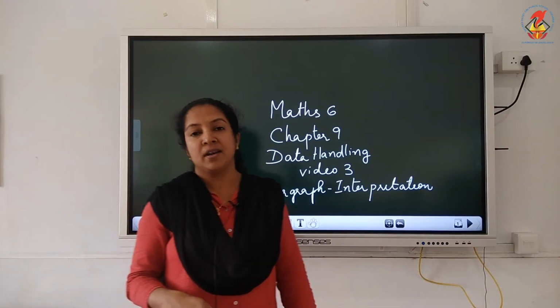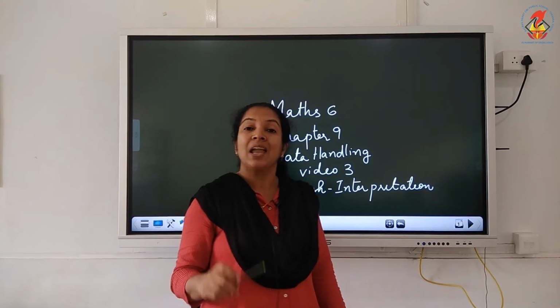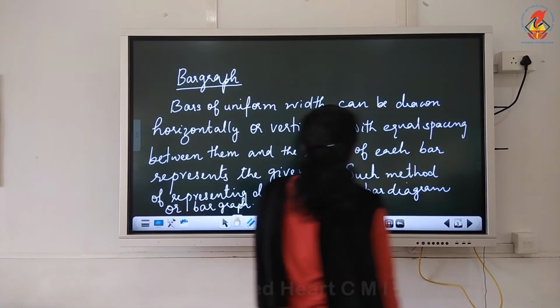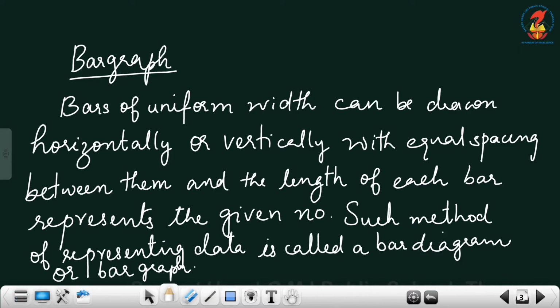Next is bar graph. First, what we are doing is interpretation. Actually, a bar graph is bars of uniform width, which can be drawn horizontally or vertically with equal spacing between them, and the length of each bar represents the given number. Such a method of representing data is called a bar diagram.